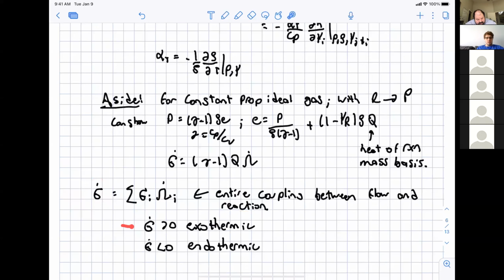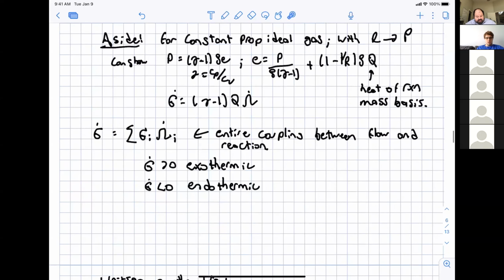And so if the thermicity is greater than 0, the chemical reactions are exothermic. And if the thermicity is less than 0, the chemical reactions are basically endothermic. Okay, so are there any questions on that?